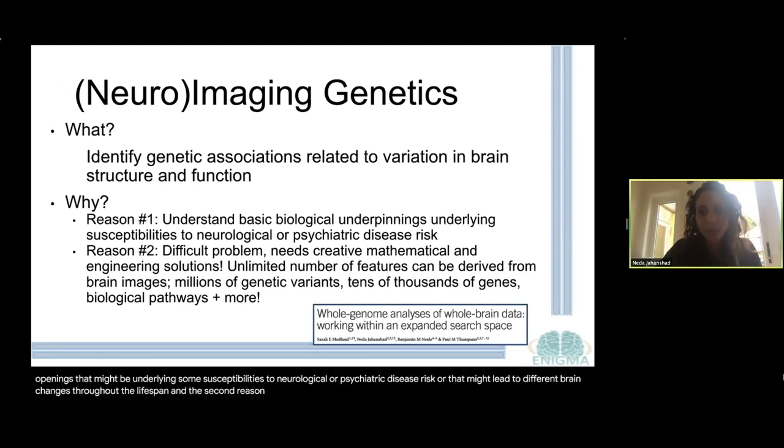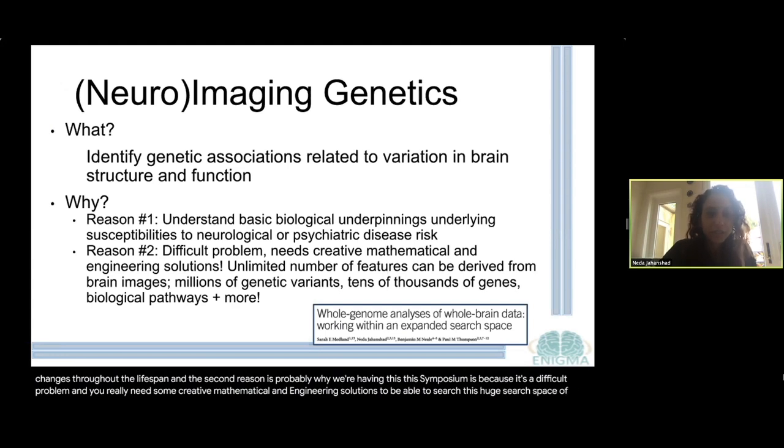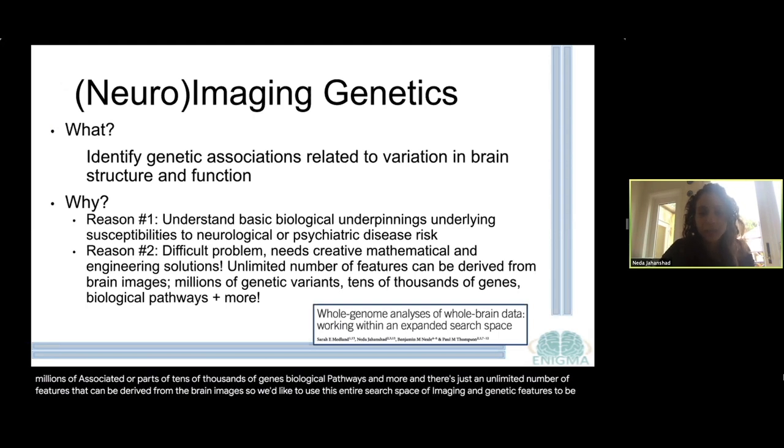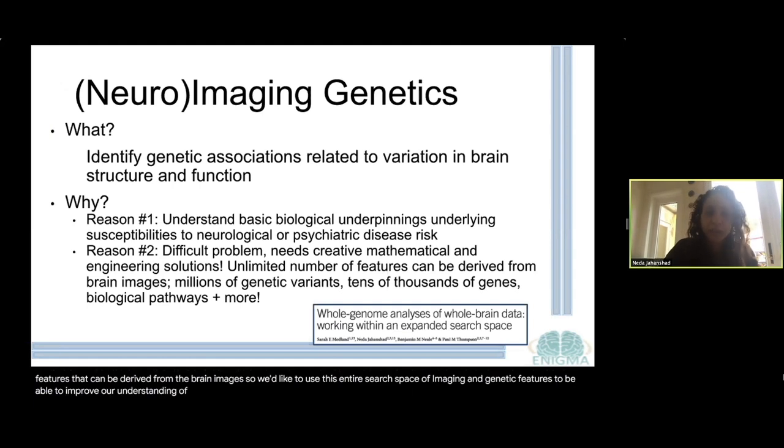And the second reason is probably why we're having this symposium: it's a difficult problem and you really need some creative mathematical and engineering solutions to be able to search this huge search space of millions of genetic variants, which could be associated or parts of tens of thousands of genes, biological pathways, and more. And there's just an unlimited number of features that can be derived from the brain images. So we'd like to use this entire search space of imaging and genetic features to be able to improve our understanding of neurobiology.